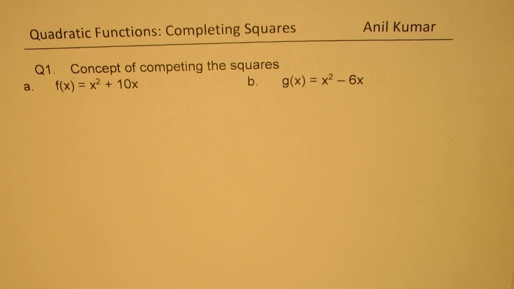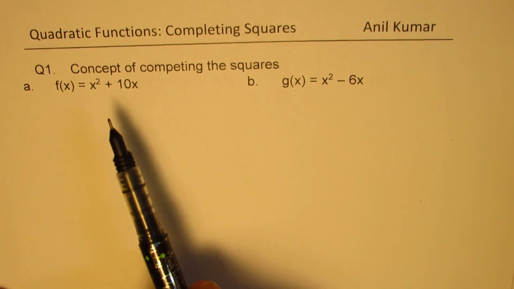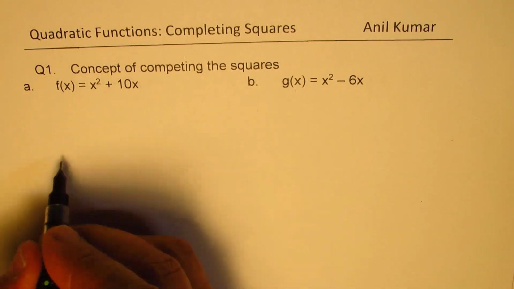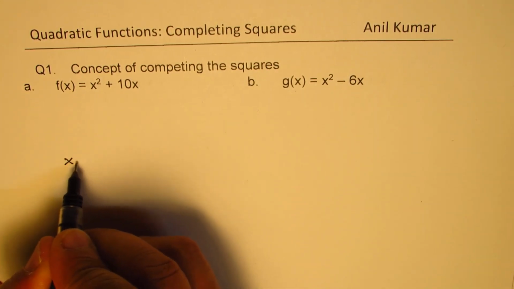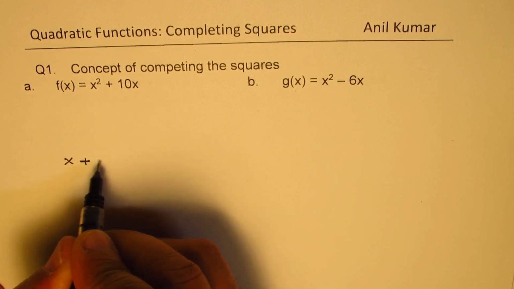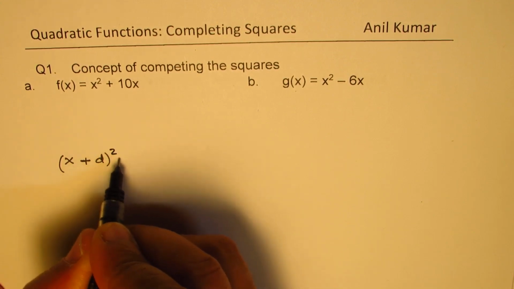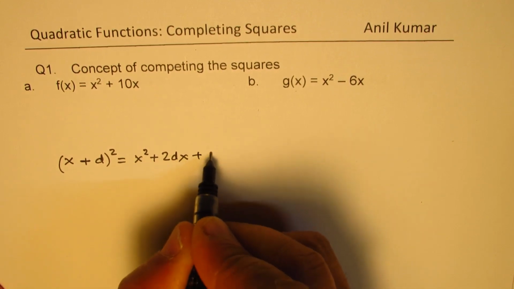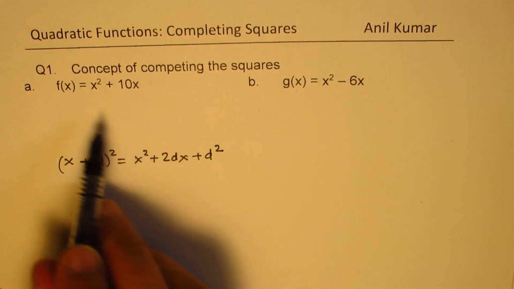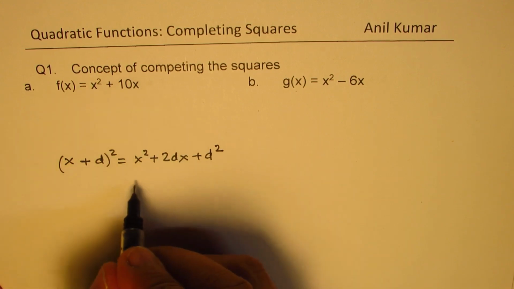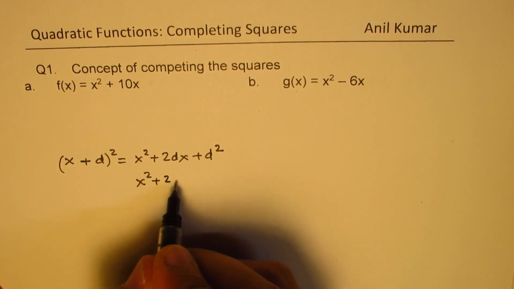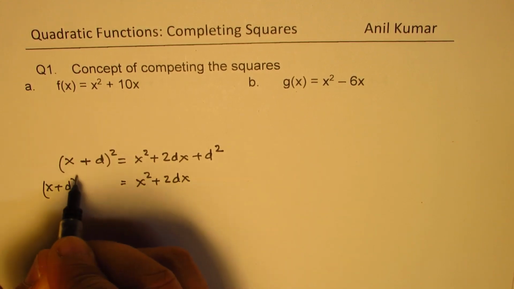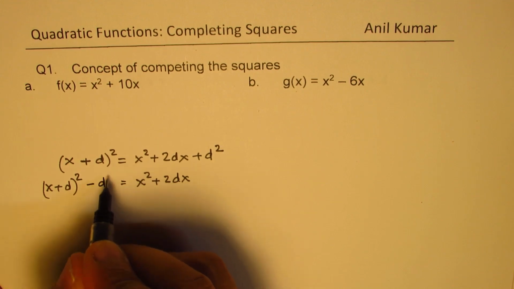So I did one of the examples earlier. Again, let me repeat the concept here. So what we said was, let me write down here, that if I have something like (x plus d) whole square, I could write this as x square plus 2dx plus d square. So I could convert x square plus 10x, which is kind of like this, as (x plus d) whole square minus d square, right?